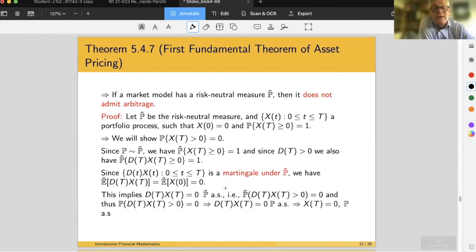And because the discounting is greater than 0, then it tells us that X_T is equal to 0, P almost surely. And in fact, the probability of X_T being greater than 0 is then equal to 0. If we have X_T is equal to 0, P almost surely, it confirms that the probability that x at final time would be greater than 0 is in fact equal to 0. And that is what we wanted to prove.